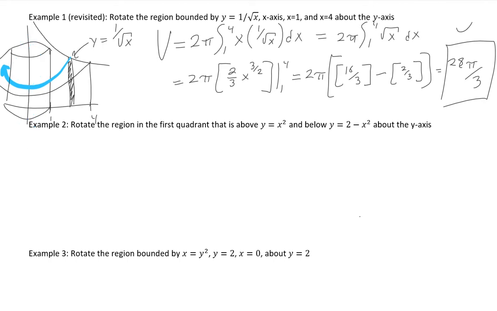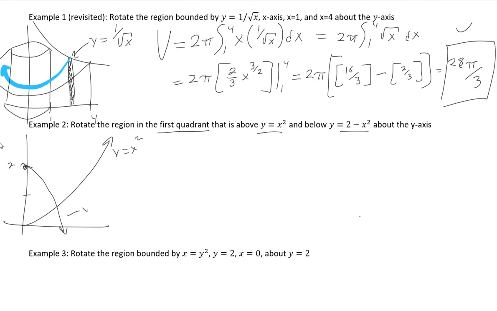All right, let's do the next example. Rotate the region in the first quadrant that is above y equals x squared and below y equals 2 minus x squared about the y-axis. Okay, so first quadrant, above y equals x squared, and below y equals 2 minus x squared around the y-axis. y equals x squared, that's the parabola, and 2 minus x squared is the parabola that's going down and starts at y equals 2. So that looks like this. That would be y equals x squared. And 2 minus x squared would start at 2 and would curve down this way, and that would be y equals 2 minus x squared.